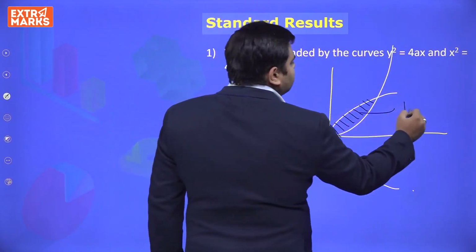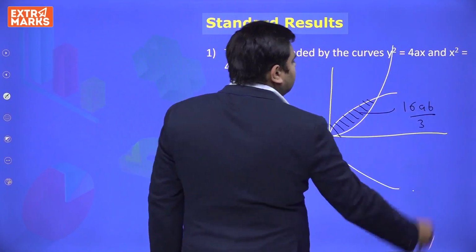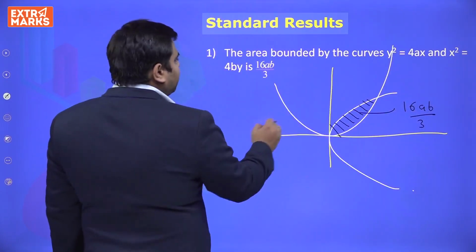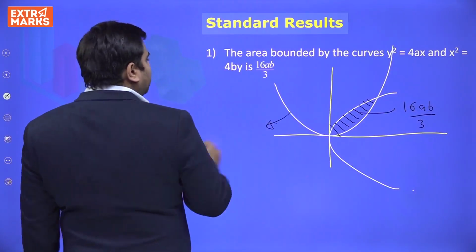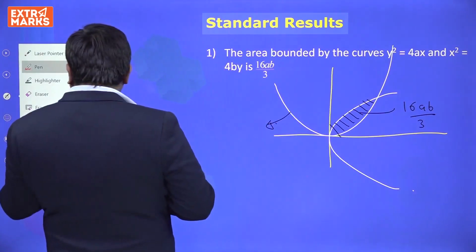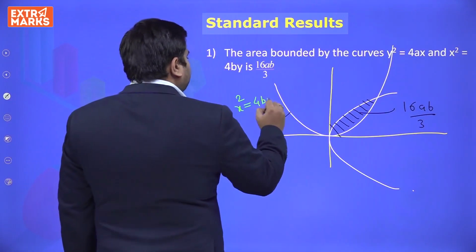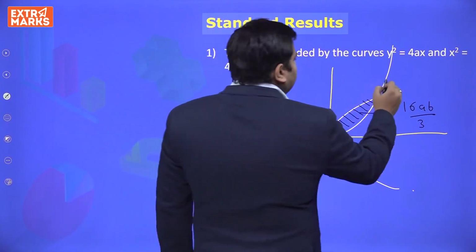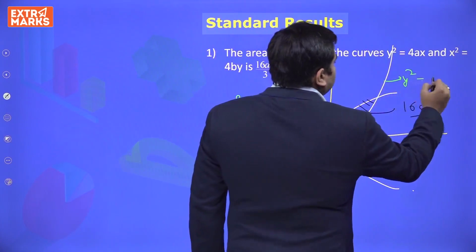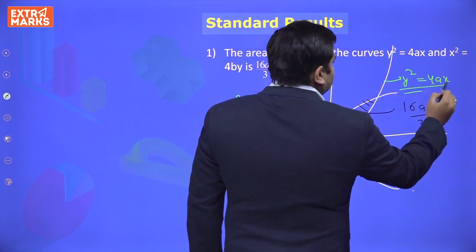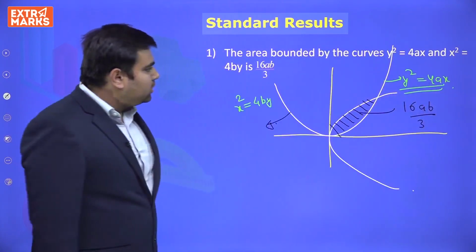So this area is 16ab upon 3 if this curve is what? This curve is x square equal to 4by and the other is y square equal to 4ax, right?